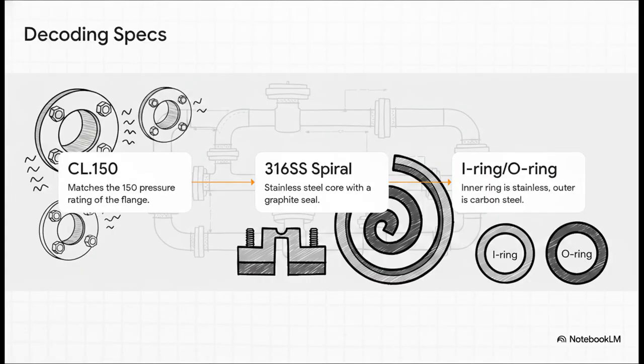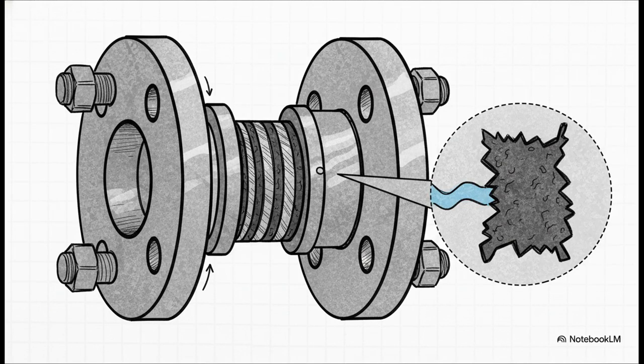Step 1, CL 150. This simply means the gasket matches the Class 150 pressure rating of the flange it sits in. Easy enough, right? Step 2, 316SS spiral wound graphite. This is the active sealing part. It uses a strong stainless steel 316 metal strip wound tightly in a spiral, which is then filled with soft graphite. Step 3, I-ring 316SS, O-ring CS. This just tells us it has an inner ring made of stainless steel and an outer ring made of carbon steel.